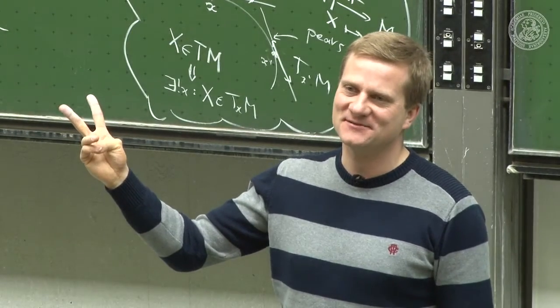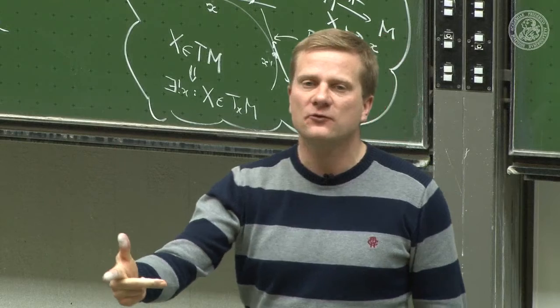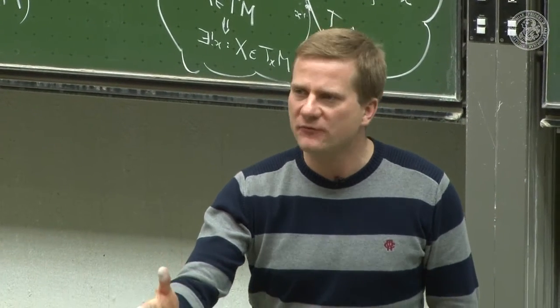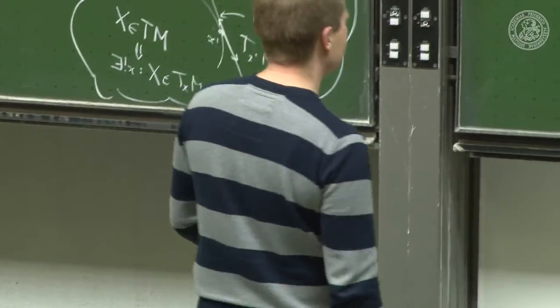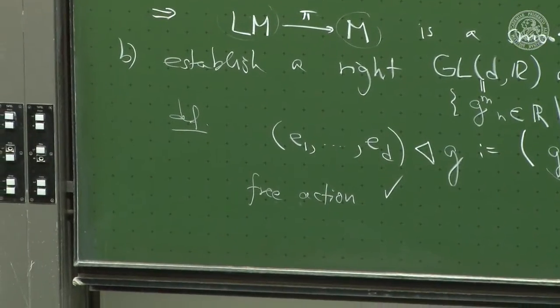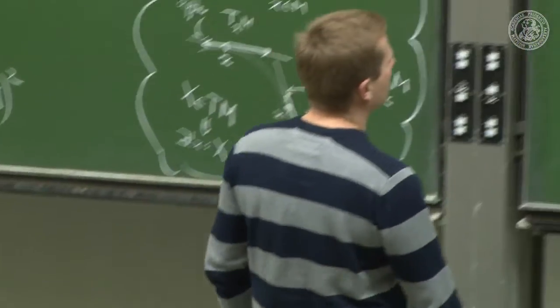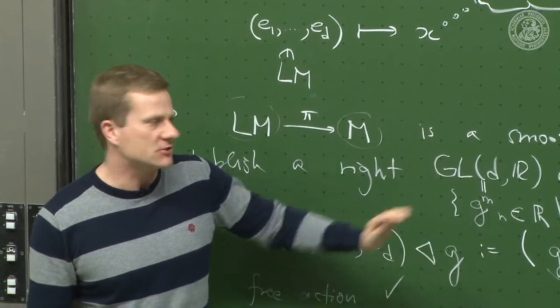Well, in 3 dimensions it gets trickier. But if you have an entire frame, there is nothing you can do to keep every vector of the frame invariant. Hence, this is a free action. Well, that's now the intuitive argument, but obviously you can make this into a formal proof. So what we did, we could establish on this frame bundle a right GLD action.